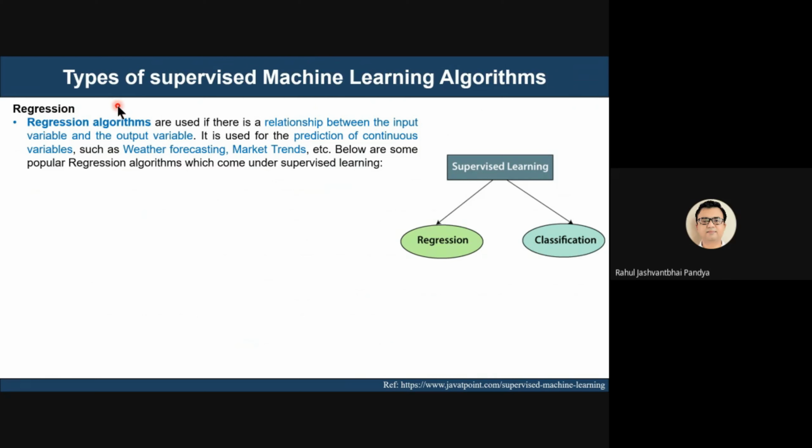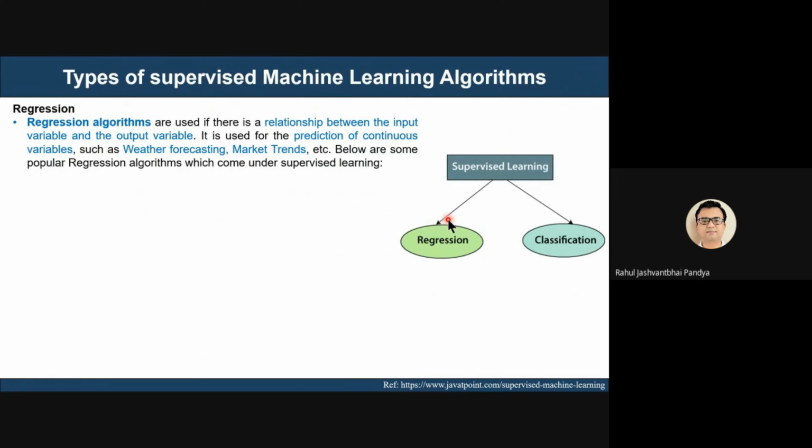There are two types of supervised machine learning algorithms, regression and classification. Regression algorithms are generally used if there is a relationship between input variable and output variable. It is used for predicting continuous variables. That means your event is continuous, such as weather forecasting, right? Temperature movements are continuous. Market trends are continuous. Stock price movement is continuous, right? Every bit of time we get a particular price, and we know how it's going to be moving further.